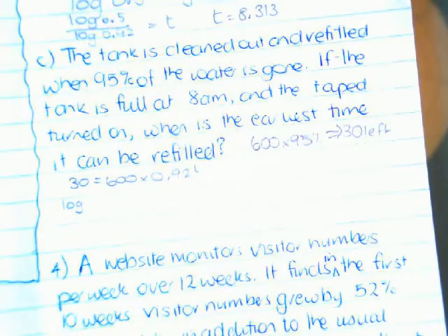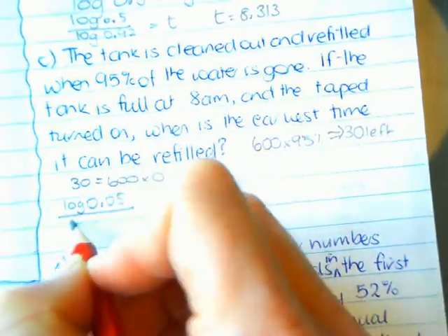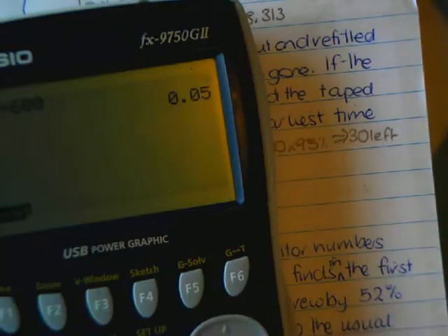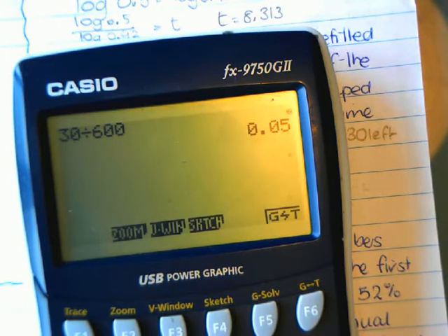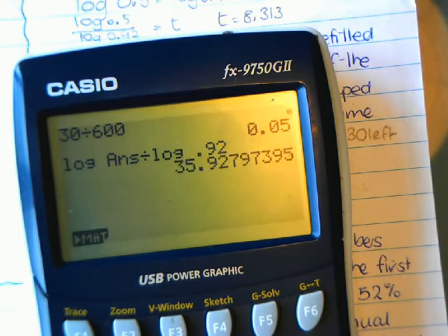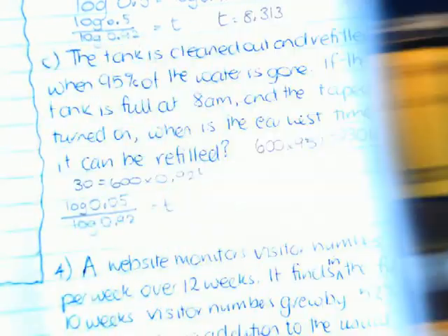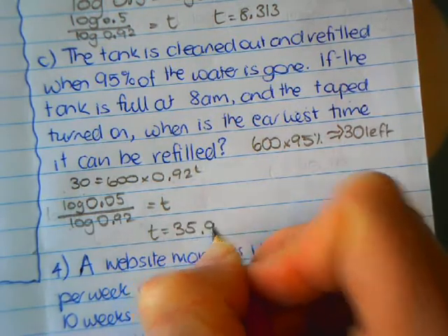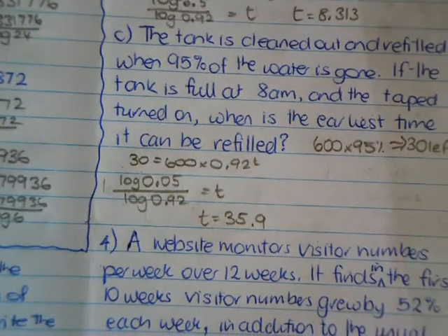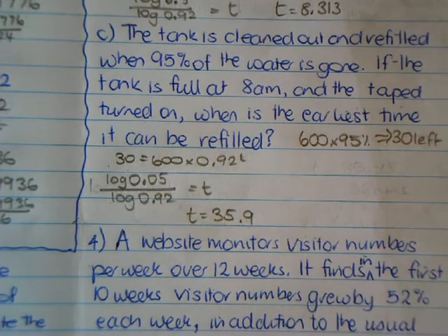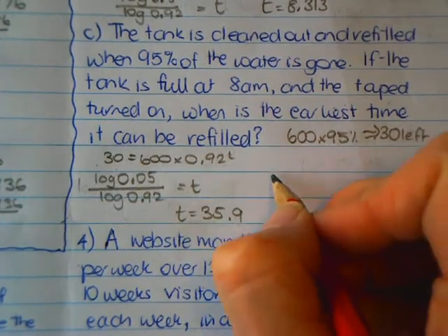And just to speed it all up, remember this is going to be taking the log of both sides. You're going to divide by 600, so 30 divided by 600 is going to be 0.05, then log of that divided by log 0.92 will give you t. So we log that number, log the answer divided by log 0.92 equals 35.9. t equals 35.9. Now what does that mean?